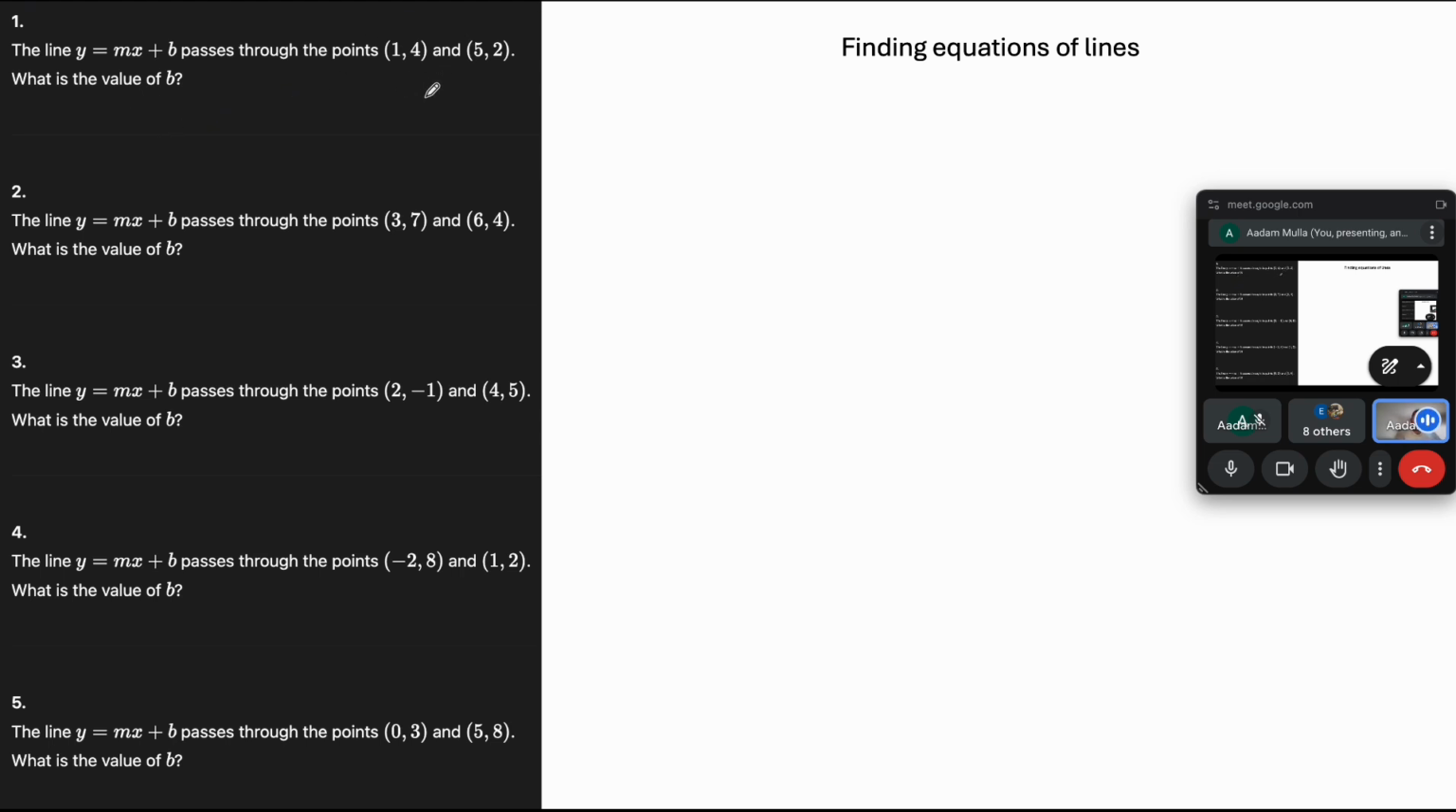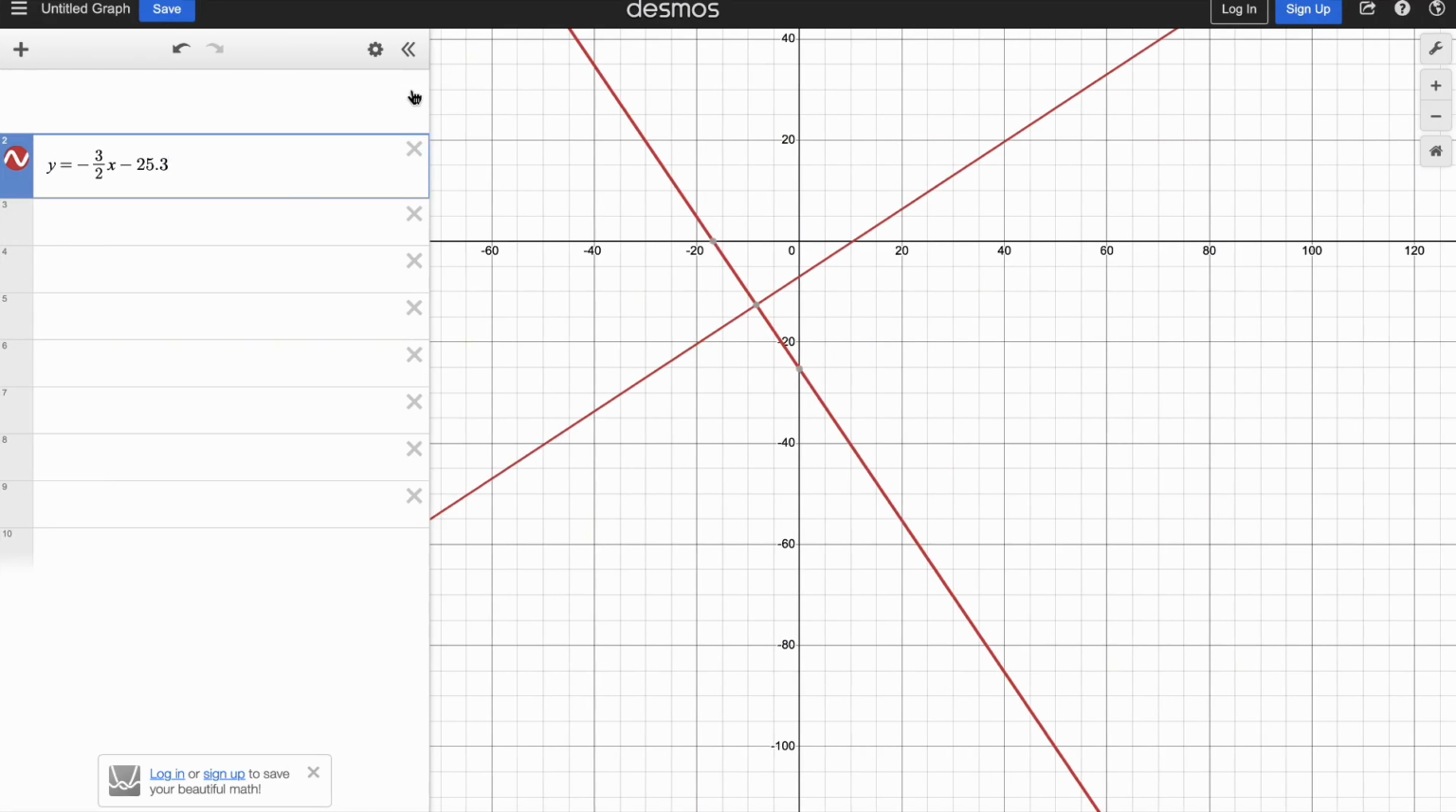If you are doing higher, you're probably very familiar with finding the gradient and then finding the y-intercept and then creating an equation of a line using 2 points. Here we're trying to find the y-intercept. You could also find the gradient and go backwards with this point. So there's a few different ways you could do it. I'm going to show you how you can do it using Desmos. So just everyone have Desmos open at the same time and you can do it with me.